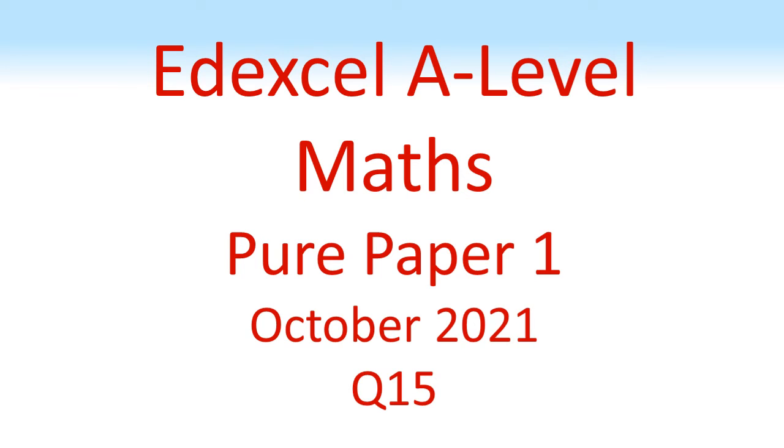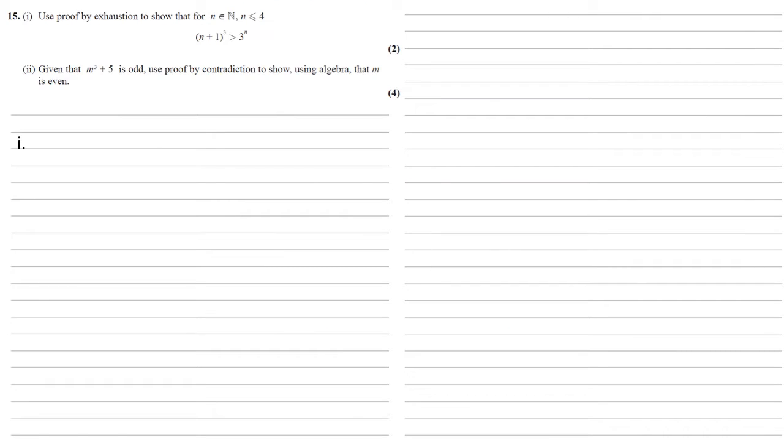Edexcel A-Level Maths, Pure Paper 1, October 2021, Question 15. We need to use proof by exhaustion to show that for n in the natural numbers, n smaller than or equal to 4, (n plus 1) all cubed is larger than 3 to the n.